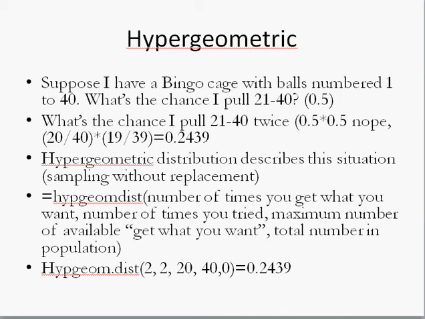So if I want to know the chance of pulling 2 out of 2 in the upper half, it would be hypgeom.dist, 2 yeses out of 2 tries, where there are 20 yeses out of a pool of 40. And then 1 if it's cumulative, that would be 2 or less, or 0 if it is exactly 2. We want exactly 2, so we do it like that.